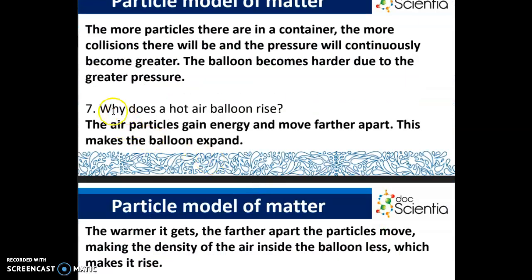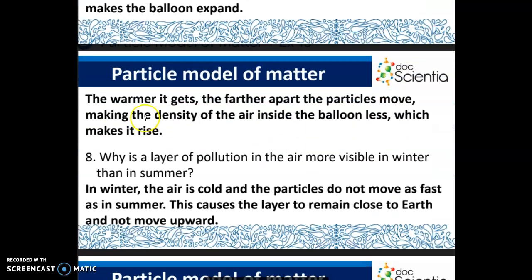Number 7. Why does a hot air balloon rise? The air particles gain energy and they move farther apart. This makes the balloon expand. The warmer it gets, the farther apart the particles move, making the density of the air inside the balloon less than the air outside, which makes it rise.